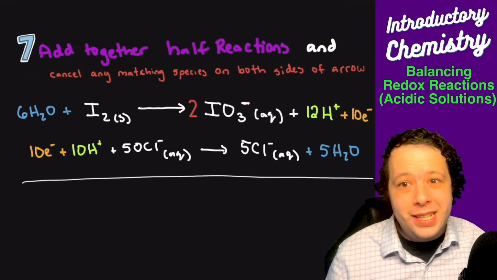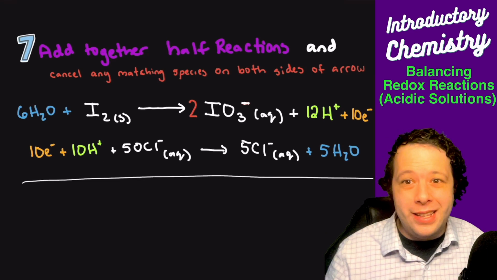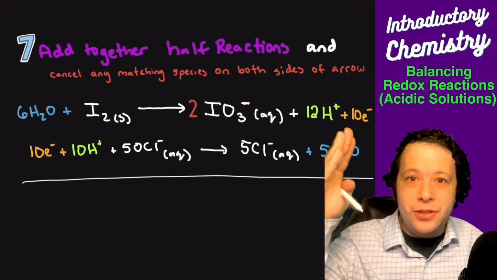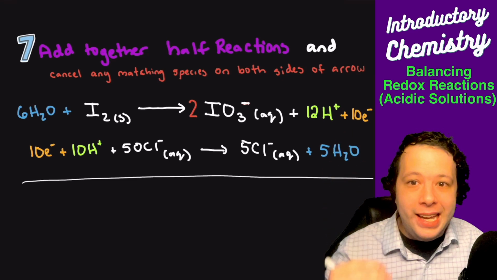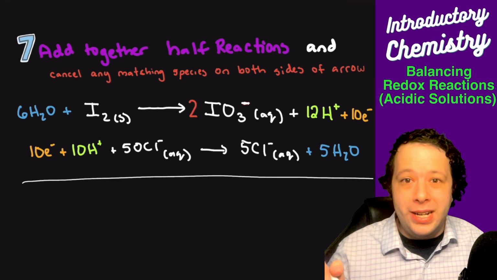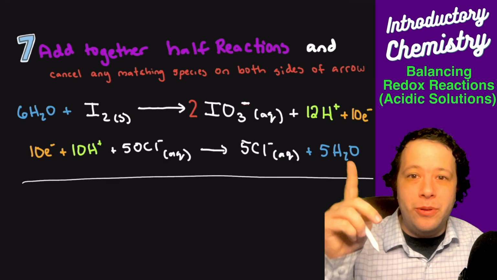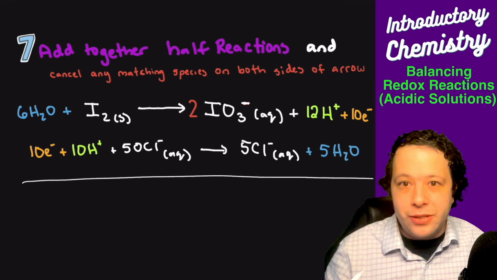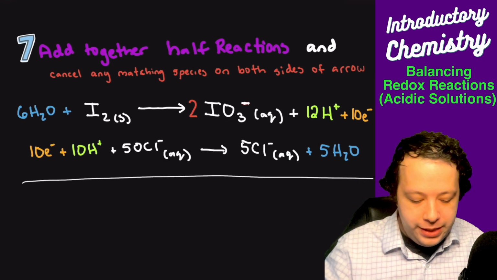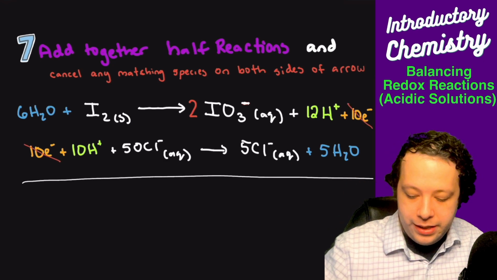Okay, so our last step, what we're going to be doing is adding things together almost like a math problem. We're going to add together the two half reactions, and then we're going to cancel anything out that's matching on the left and right hand side. For example, the electrons will get canceled, right? We have 10 electrons on the right, 10 on the left. So something like that is going to end up getting canceled.